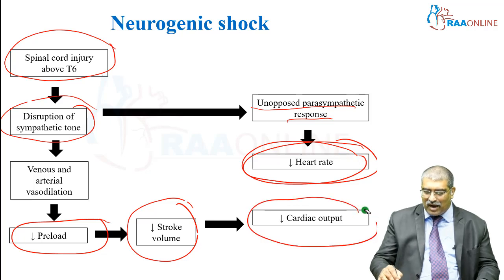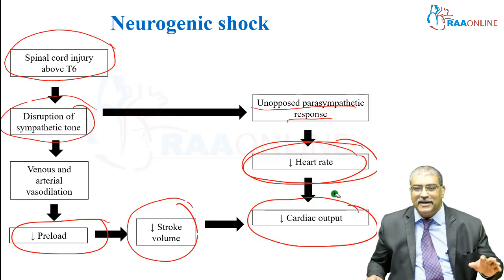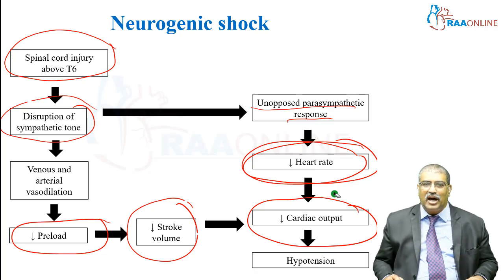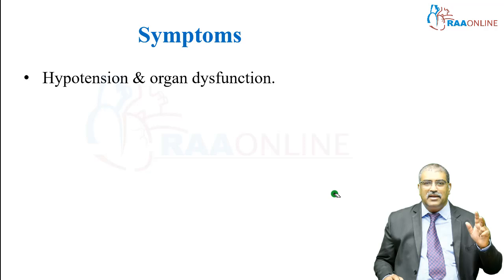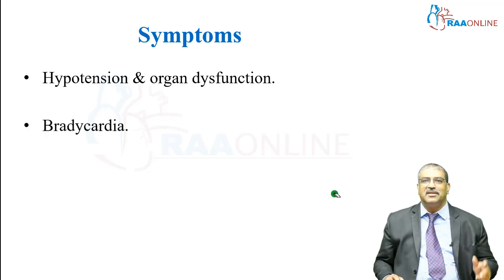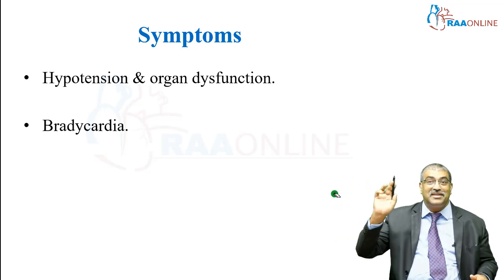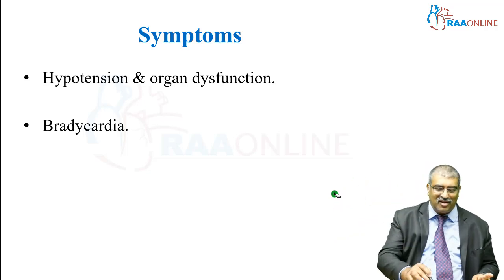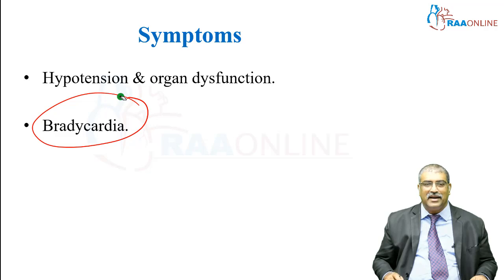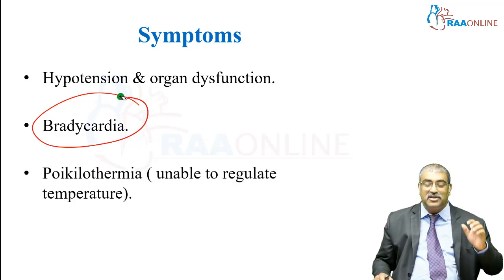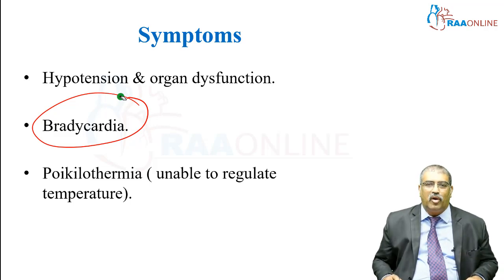So, your cardiac output is going to fall drastically. And this fall in cardiac output leads to hypotension. Here, hypotension, organ dysfunction, there is going to be bradycardia. Usually in all other types of shock, you might see a tachycardia. But in neurogenic shock, you will have bradycardia. And there will be poikilothermia, which is inability to regulate the temperature of the body.